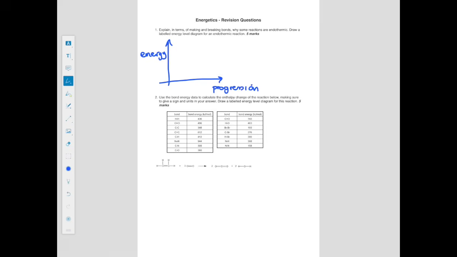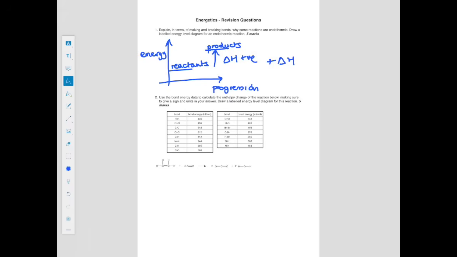So remember, with endothermic, you're looking at a positive delta H, which means that the products by definition must sit at a higher energy level than the reactants. So make sure they are, and then we label them products. We've got our reactants over here. And then just draw an arrow from the reactants to the products going upwards, so delta H is positive.